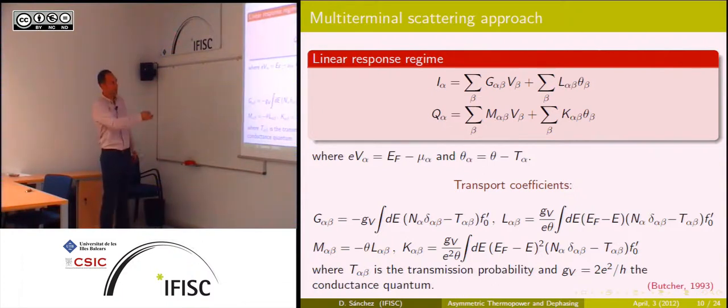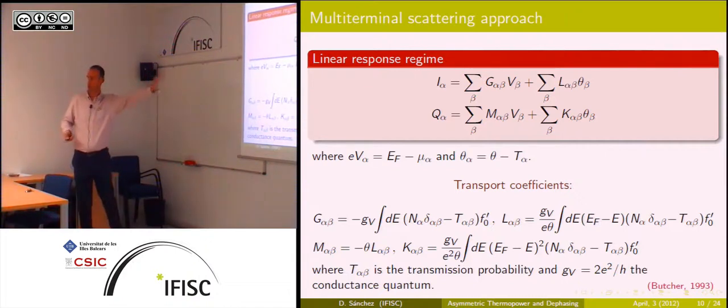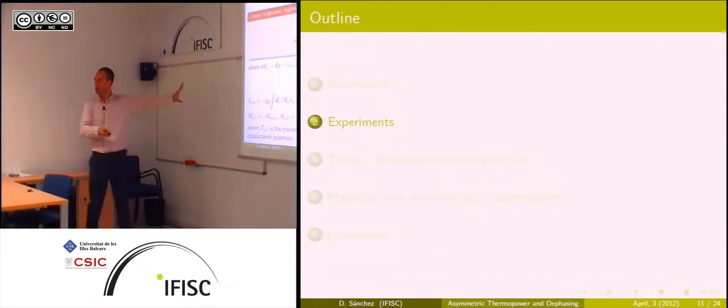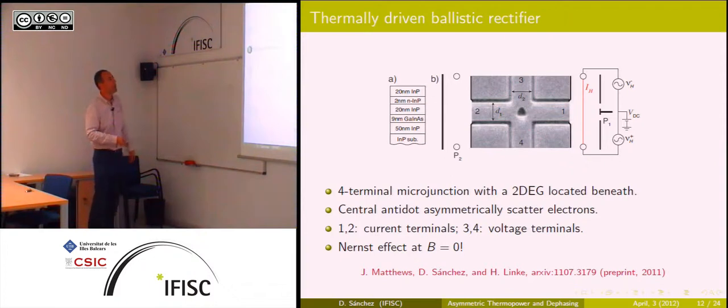So you have a formula for all the conductance and all these transmission coefficients in terms of the transmission probabilities and the Fermi distribution function. Once you know the transmission, you are able to calculate all these coefficients. Now let me explain the experiments.